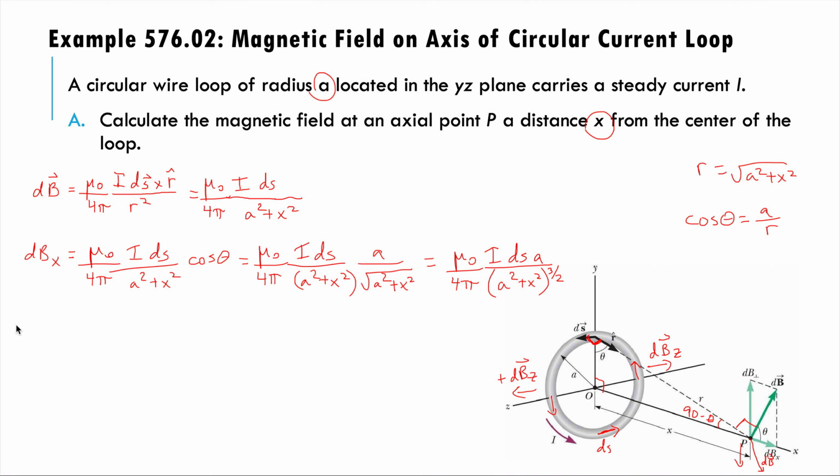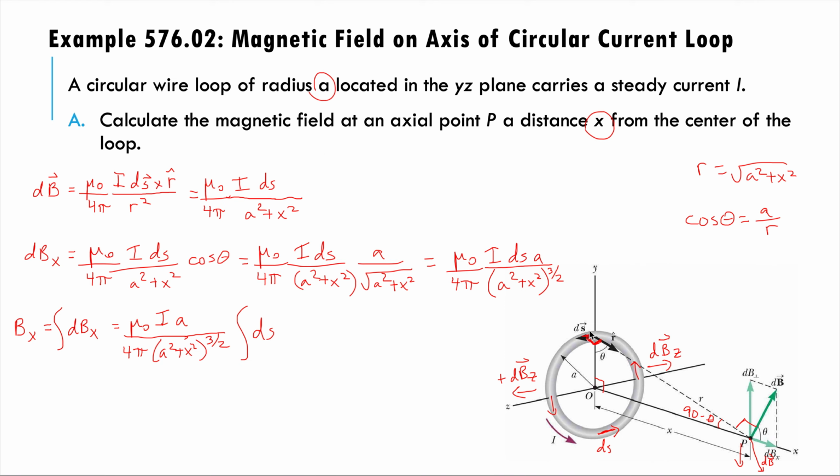Now we're ready to integrate. We know that the field Bx, just looking for the magnitude here, is equal to the integral of dBx, which is the integral of this part here, mu naught I. And let's take out any variable that is constant. A is the radius of the loop, it's a constant. X is that constant distance at which we're finding the field. So the a is constant. The denominator we have is 4 pi times a squared plus x squared to the 3/2. So luckily we can take all of these out of the integral, and we only need to integrate over ds.